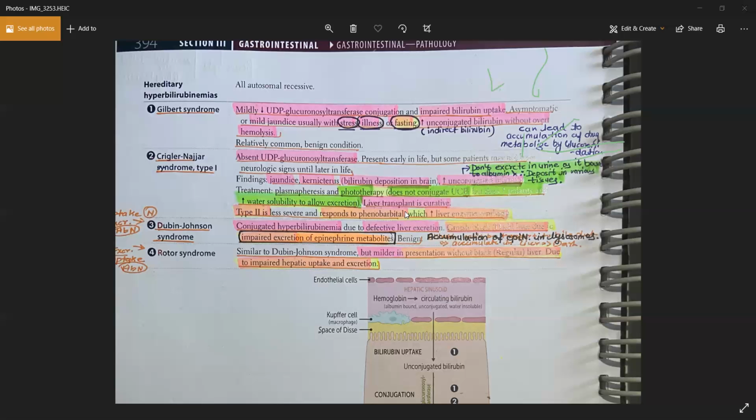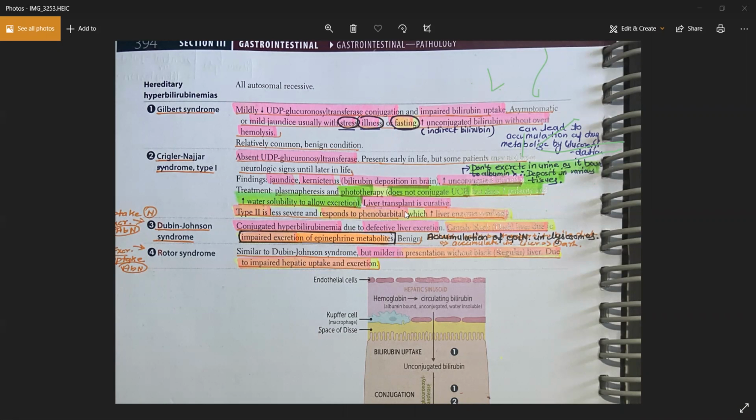So you have two types of syndromes, type 1 and type 2. The type 2 is responding to the phenobarbital, but type 1 is not responding to the phenobarbital. In both scenarios, you will have a high level of unconjugated bilirubin that can cause jaundice, kernicterus, unconjugated hyperbilirubinemia. Is that okay?